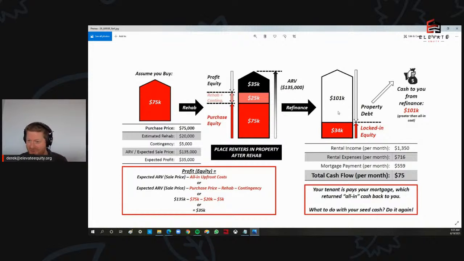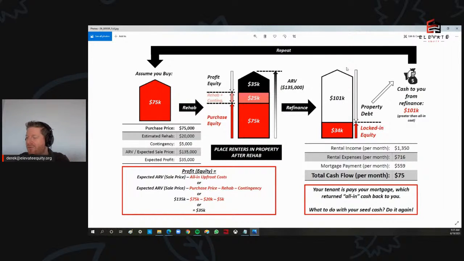Then if you do this right, you'll be able to end up with slightly more cash than when you started. But after all the dust clears, you have one property that's cash flowing and that's in your portfolio. And then, of course, the last piece of the BRRRR equation is repeating the whole thing over and over again.